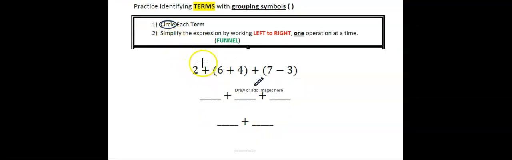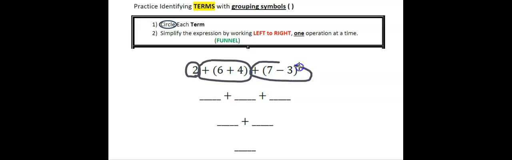Okay, so I'm looking at this and I'm seeing that I have grouping symbols here and here. So those are terms within a term. We want the whole big thing first. So we're going to go 2. Here's my plus sign. 2, and what I'm circling is the quantity 6 plus 4 because it's in those parentheses. Here's my plus sign. And I'm circling the quantity 7 minus 3.